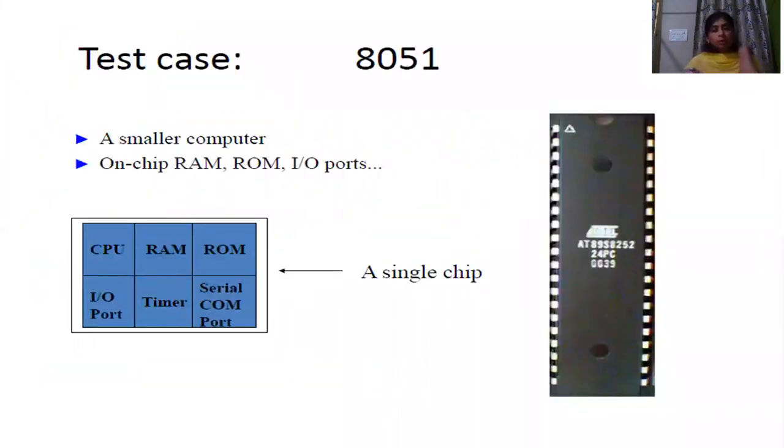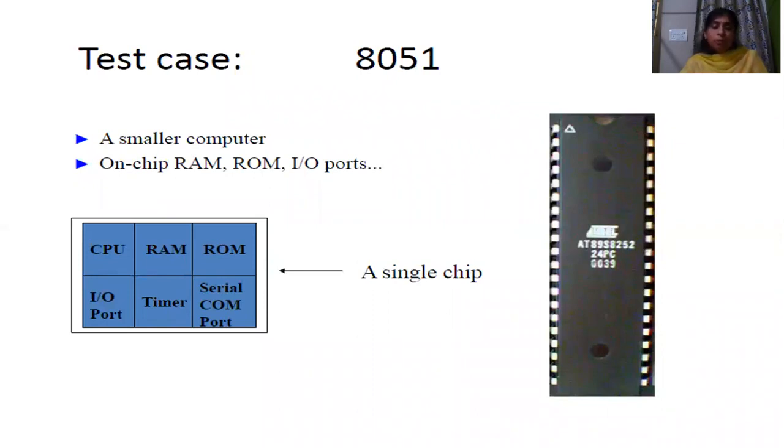The 8051 microcontroller is basically a smaller computer. This is the chip of the 8051 microcontroller. On a single chip, there are RAM, ROM, CPU, input-output ports, timer, and serial communication ports. The 8051 microcontroller is also known as system on chip or computer on chip.